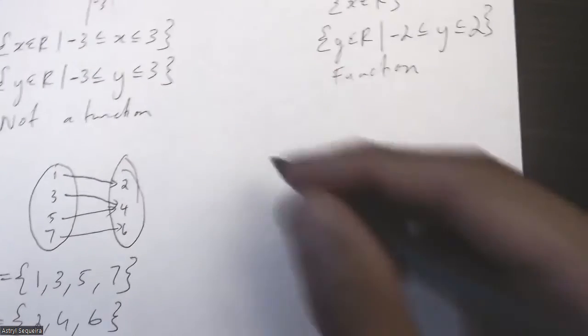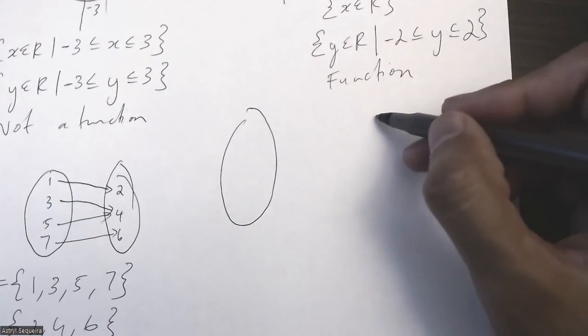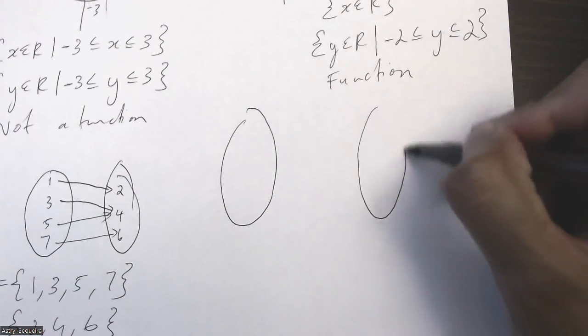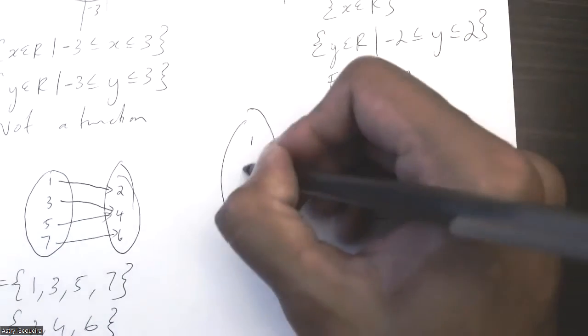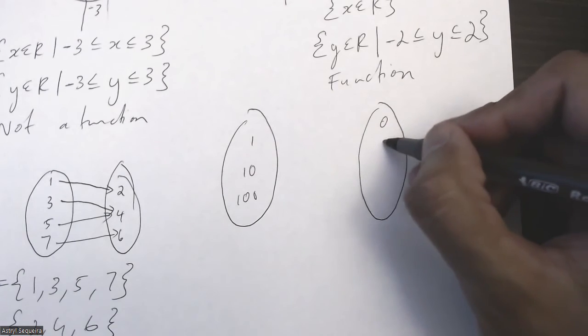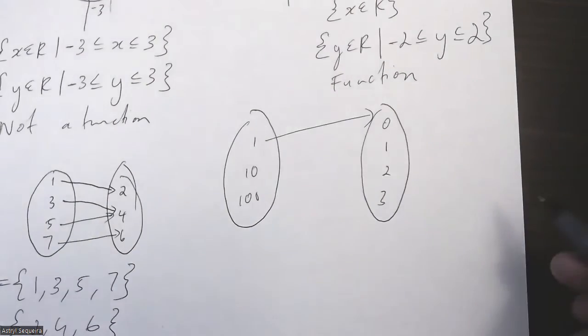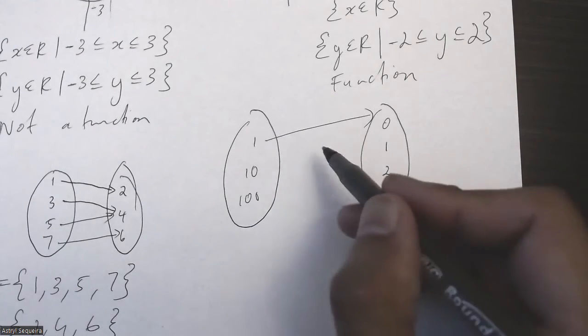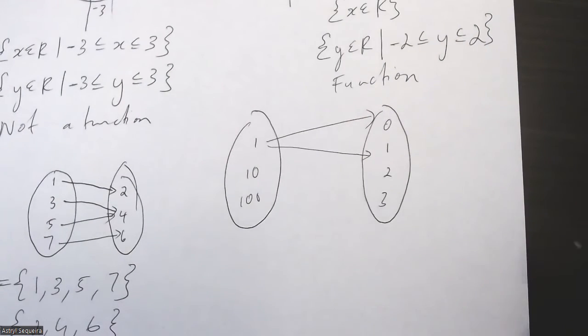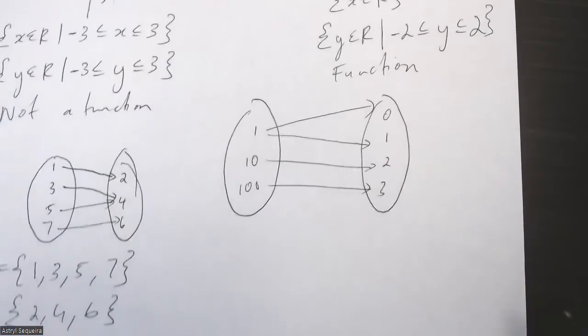The next one, again, it's the same type of question, circular one, just slightly different in terms of the points. So we have 1, 10, 100, and here we have 0, 1, 2, 3, and then the first arrow goes there. So my first point is 1, 0. Then my second one is here, which is 1, 1, then 10, 2, and 100, 3.